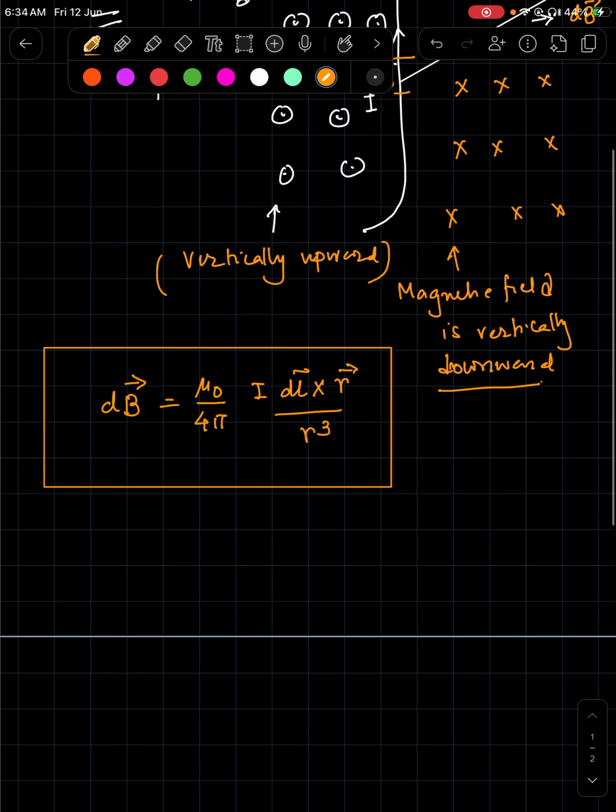Okay, what is mu naught? Like in the electric field, we have already seen that there is a quantity called epsilon naught. Epsilon naught is the permittivity of vacuum. Similarly, we are going to define another property of vacuum, which is a magnetic property of the vacuum. It is called the magnetic permeability, or simply permeability.